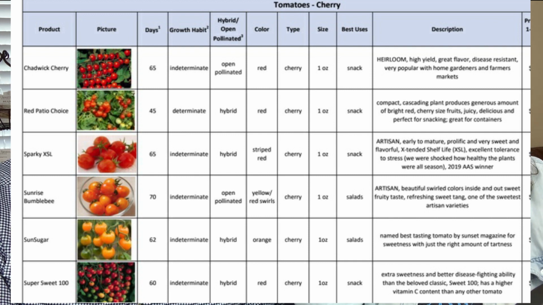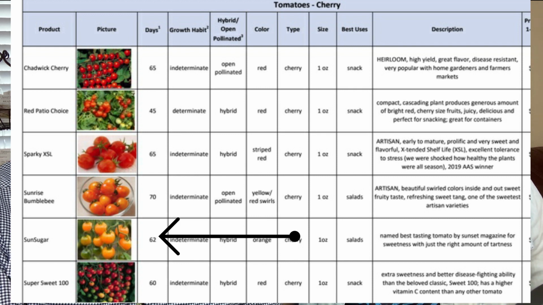So Sunrise Bumblebee is one of my favorites. It's a yellow with pink stripes. It goes all the way through. I just slice them and eat them in a bowl. And those hardly ever make it into the house, to be honest. We eat those out in the garden before I even come in, and they're really good. And really Sun Sugar too. We call those garden candy. Sun Sugar is an orange one, and it is so sweet.